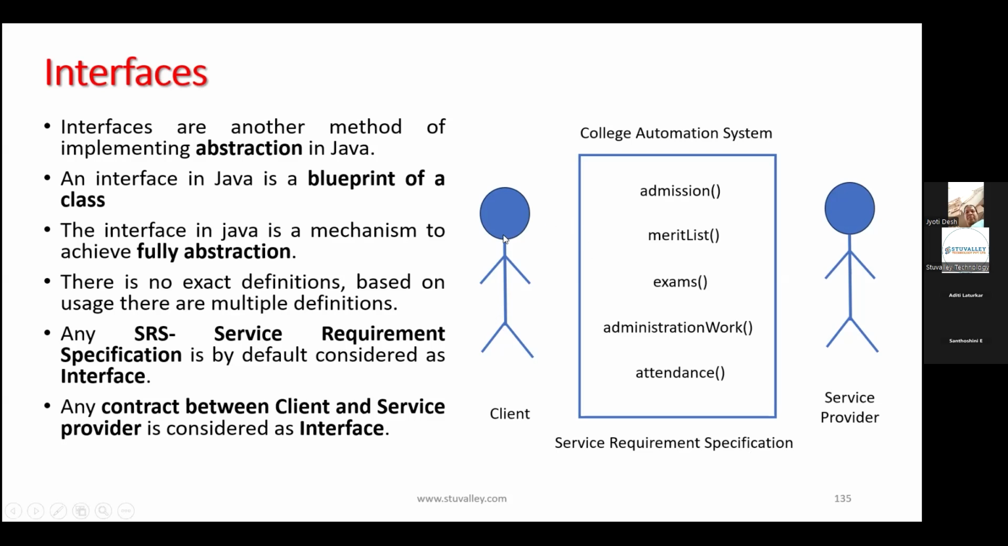Any contract between client and service provider is also considered an interface. Okay. Any contract between client and service provider is considered an interface, because the client is giving you some requirements and you are going to develop all these functionalities. That is why you are a service provider. You are providing all these services to the client. That's why this is a contract between a client and service provider.